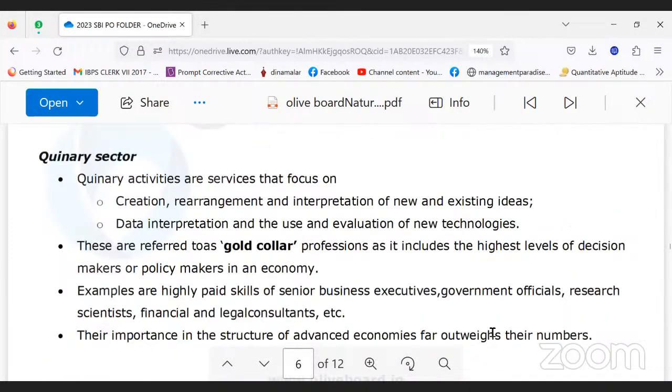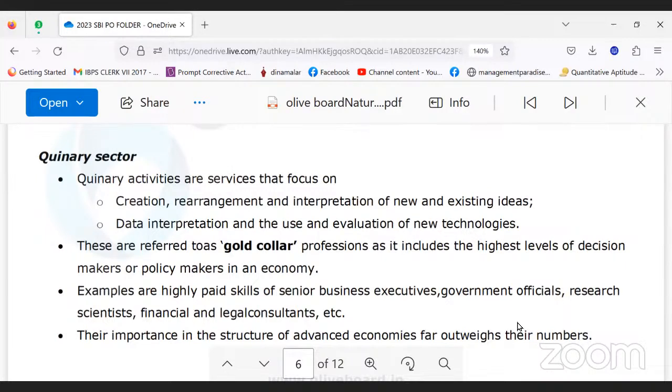Quinary sector. Quinary activities are services that focus on the creation, rearrangement, and interpretation of new and existing ideas, data interpretation, and the use and evaluation of new technologies.